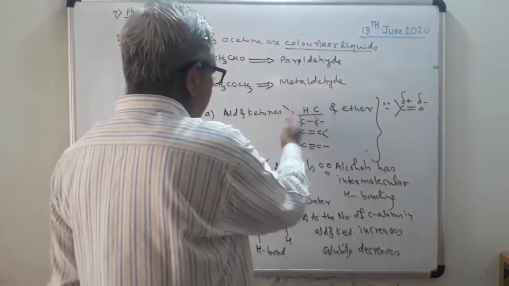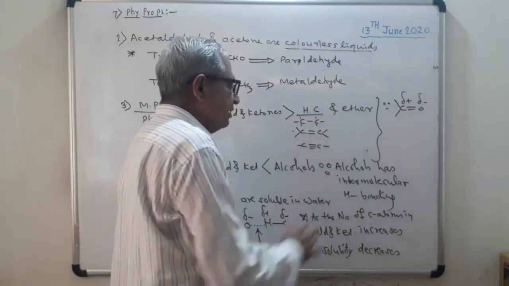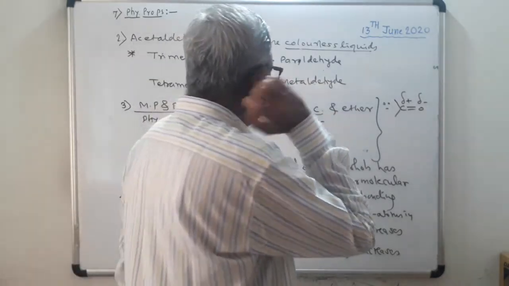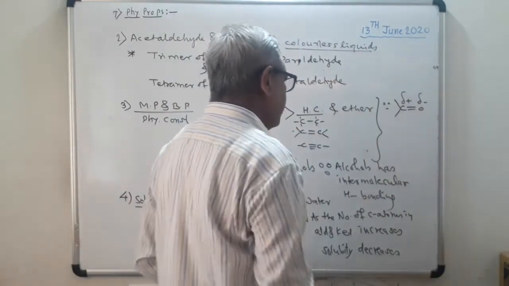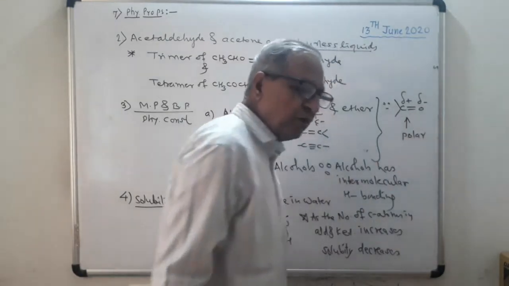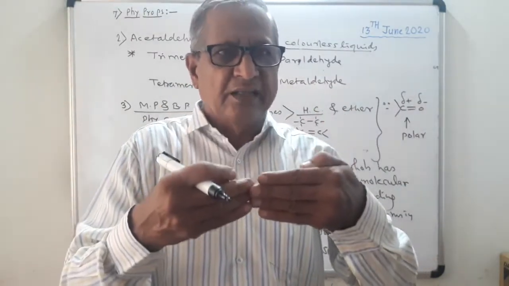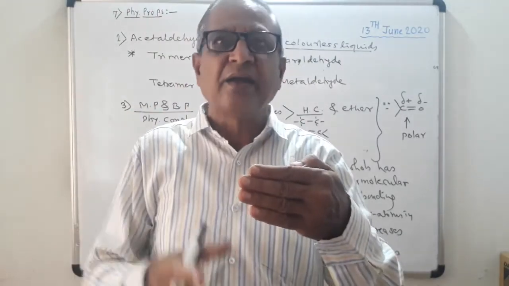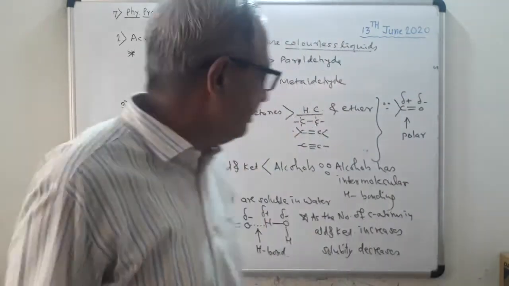Aldehydes and ketones have a higher melting point and boiling point than hydrocarbons, that is alkane, alkene and alkyne, as well as ether, because these are non-polar. Ether is also slightly polar, but these are more polar. Aldehydes and ketones contain the carbonyl group. This is a polar molecule. It contains the polar functional group, and therefore there is an intermolecular association. One molecule will be associated with another molecule by the intermolecular force of attraction. Therefore extra heat energy will be required to break it. As extra heat is required, the melting point and boiling point increase.